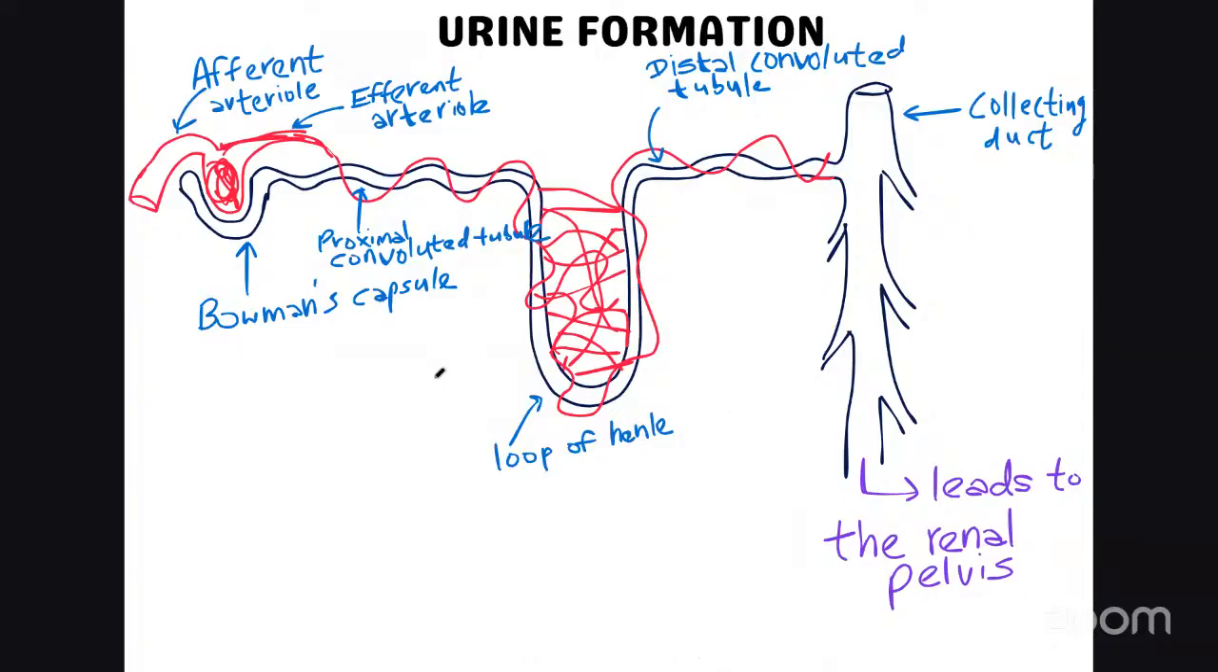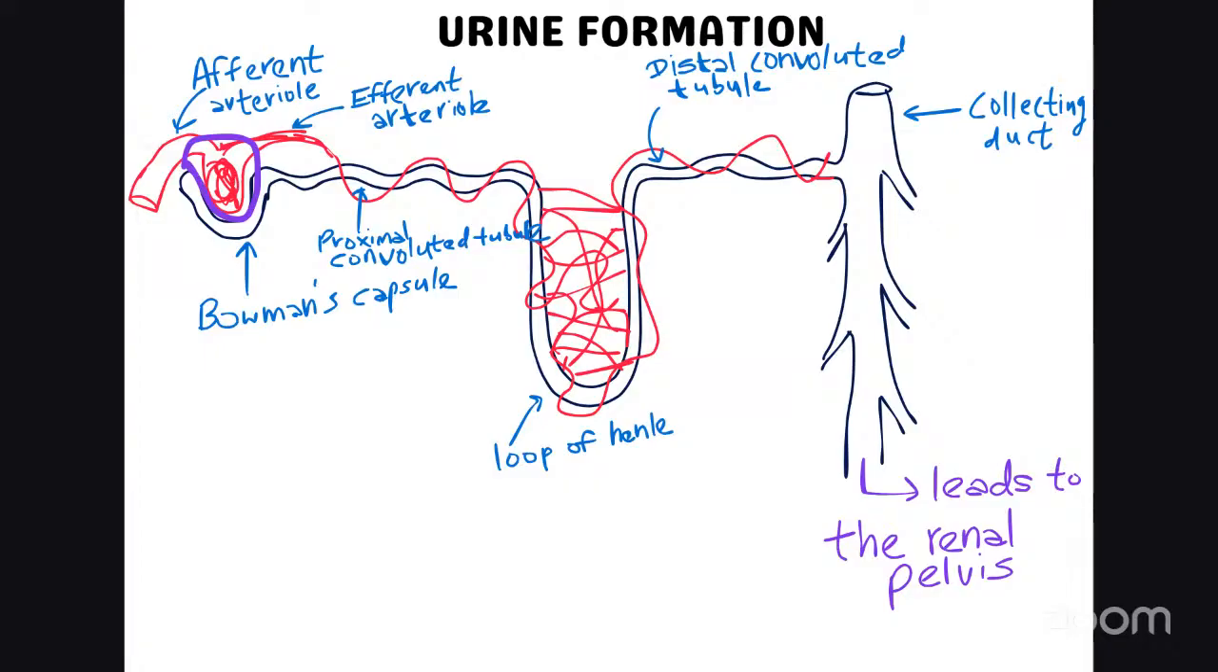Okay, so take a look at this. I'm going to start with this. This bit here is the glomerulus. I forgot to label that. Okay. That is the glomerulus. So the glomerulus is like a ball of blood capillaries, where the filtration is going to be occurring.